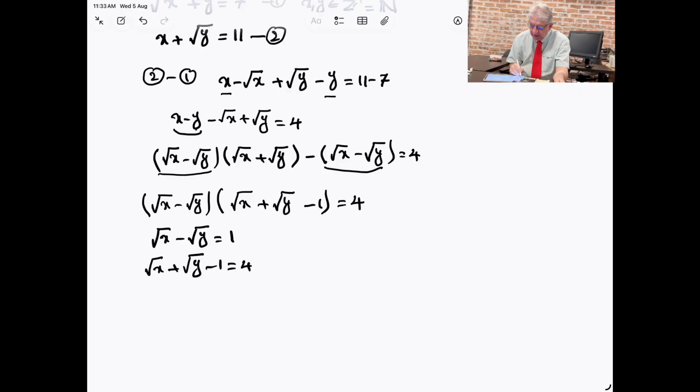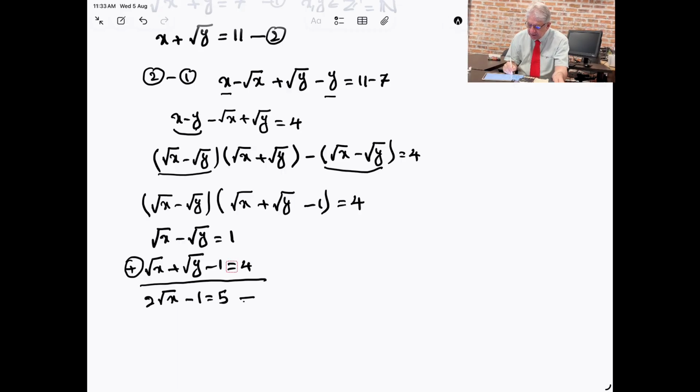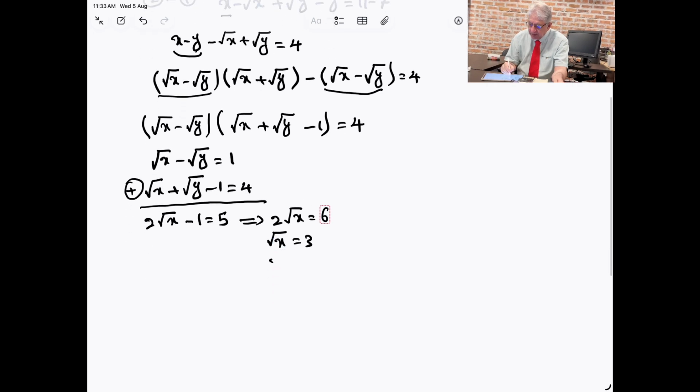Now from here, if I add these two equations together, you can get 2 square root of x minus 1 is equal to 5. That gives us 2 square root of x is equal to 6, so the square root of x is equal to 3, then x is equal to 9. Therefore, we got the value of x.